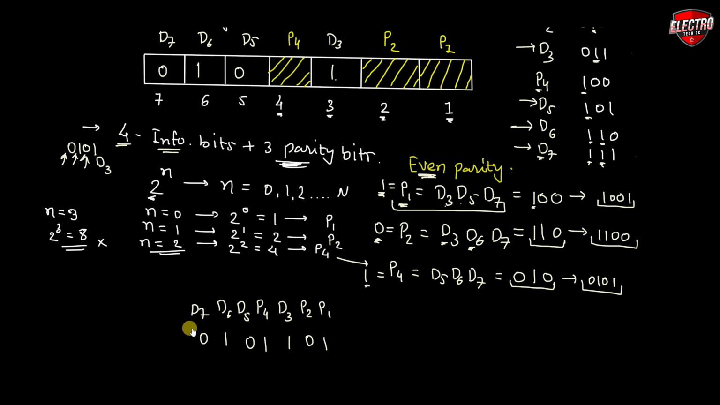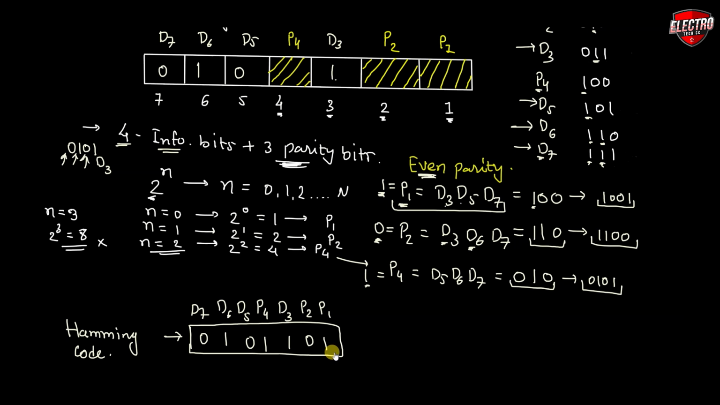So this one is our final message signal, or we can say a Hamming code, which we can transmit from the transmitter station to the receiver station, and we can detect the error if any bit of the given data is changed from 0 to 1 or 1 to 0.